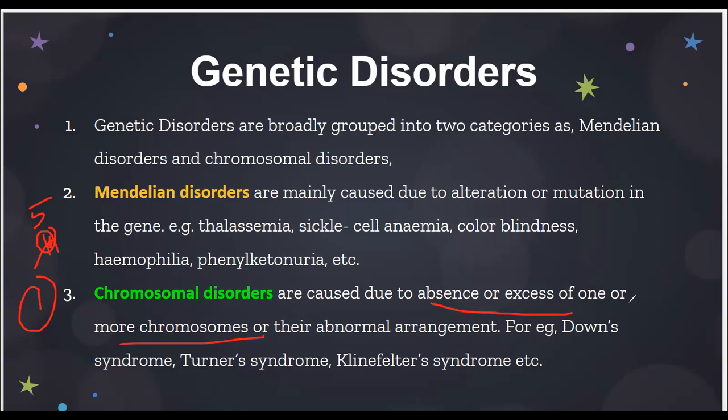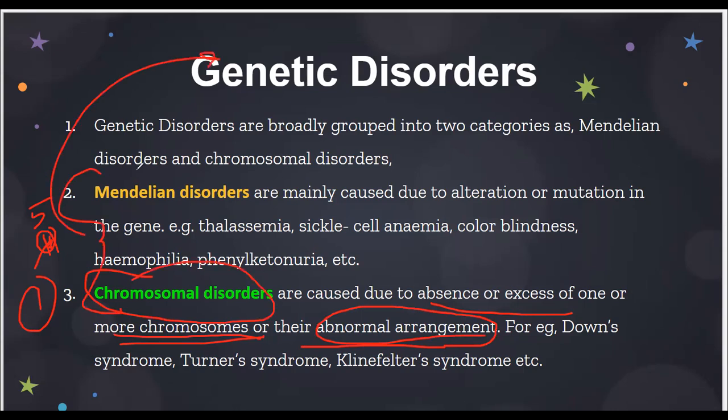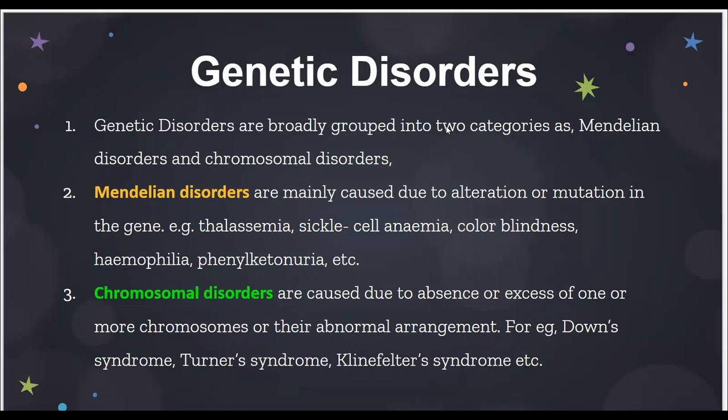So absence or excess of one or more chromosomes, or their abnormal arrangement, we will call chromosomal disorders. Both are genetic disorders, but the only difference is that here there is a problem in the gene, and there the problem is because of the addition or deletion of a copy of any chromosome from 1 to 22, or for that matter, the sex chromosome. Here we will see Down syndrome, Turner syndrome, and Klinefelter syndrome as examples. First we will see thalassemia.